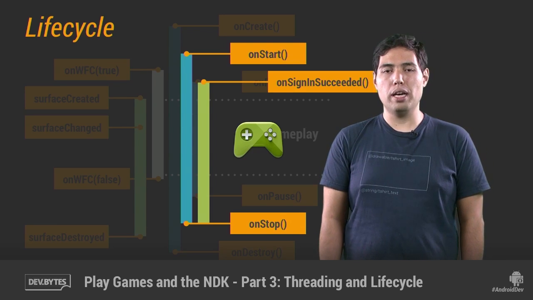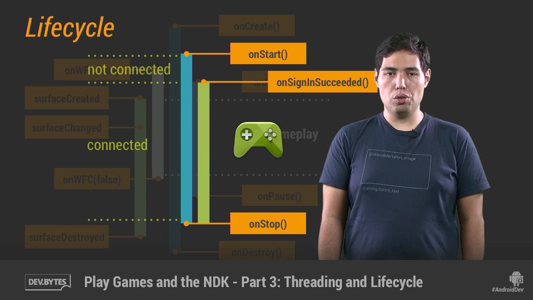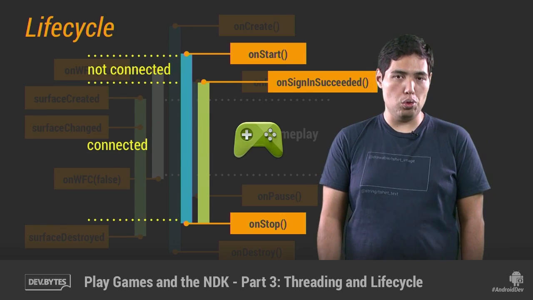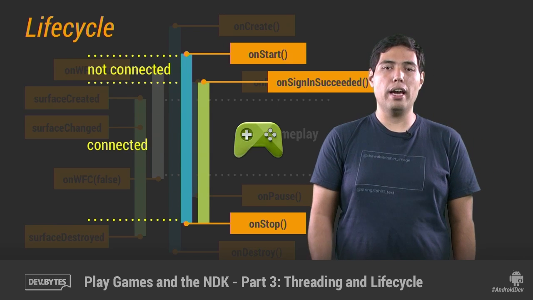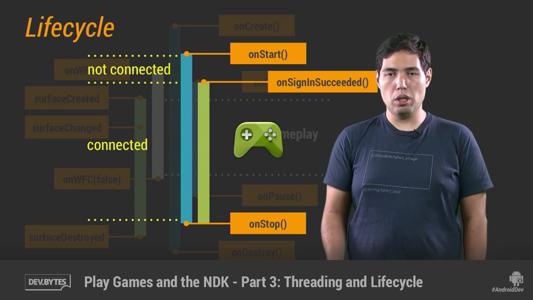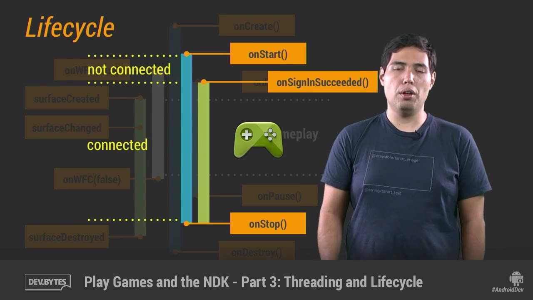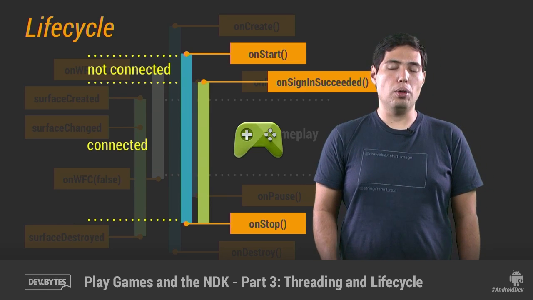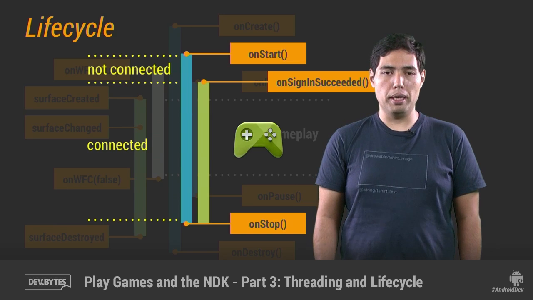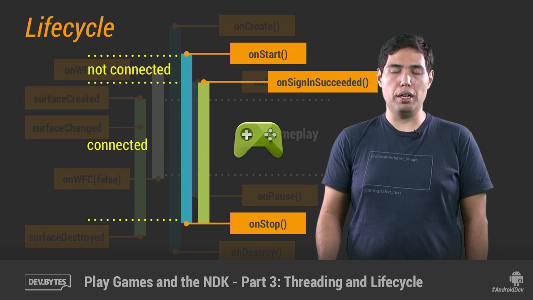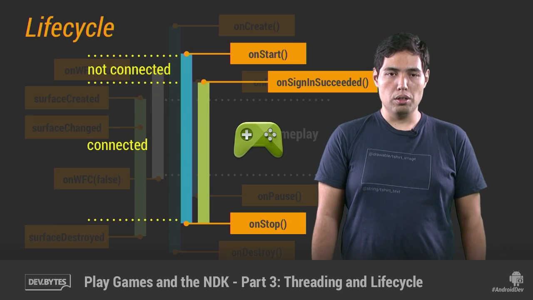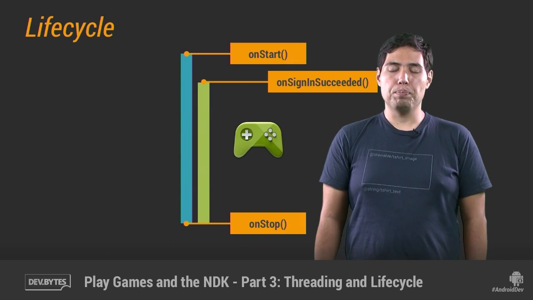So there is this window of time between onStart and onSignInSucceeded where your activity is started. It may even be resumed or have window focus. You may even have the GL surface. But you might not be connected to Play Games because you're waiting for the onSignInSucceeded or onSignInFailed callbacks to be called. Only after that point are you actually connected to Play Games and can you make API calls. And remember that when you get onStop, you get disconnected from Play Games. So this is what the lifecycle looks like.